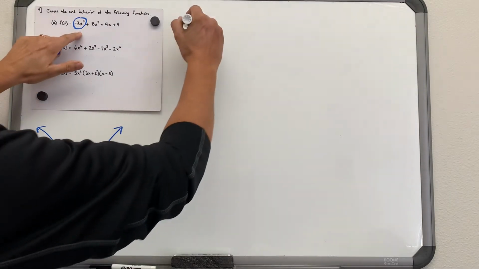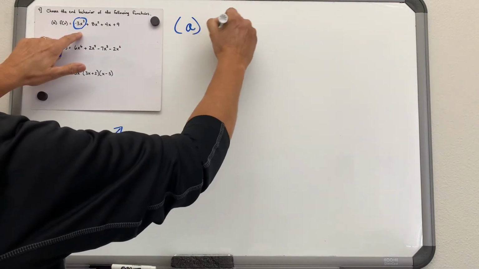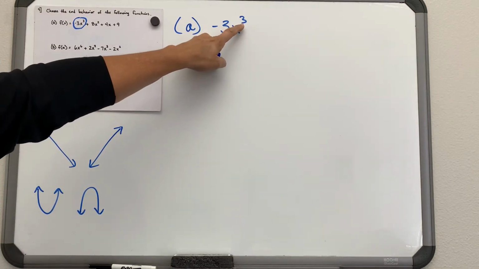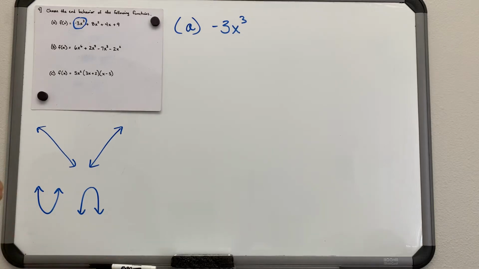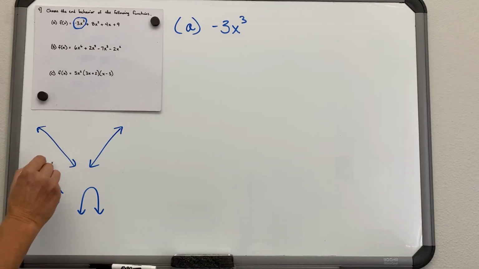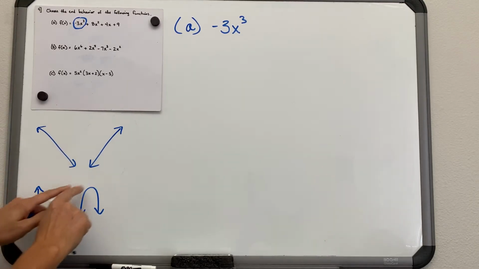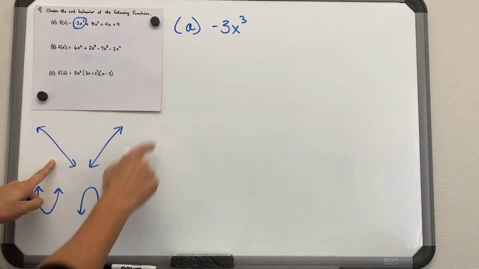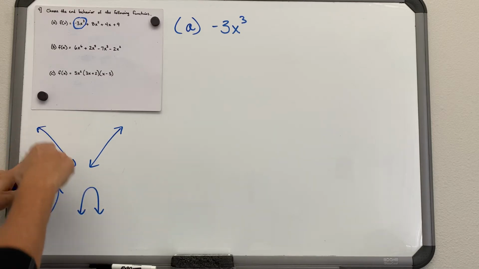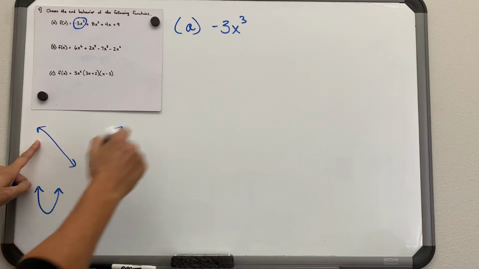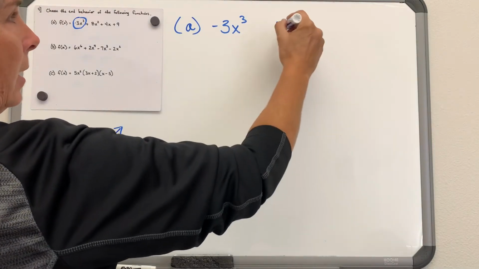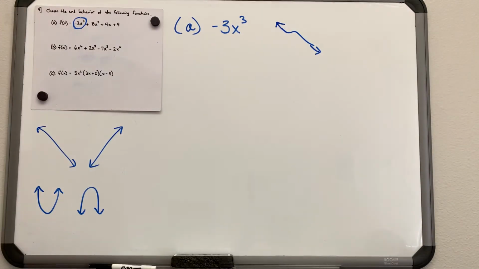Okay, so for A, if my leading term is -3x to the third power, the odd degree tells me that my tails will go in opposite directions. So I'm either going to have this one or this one. Here they go in the same direction, right? This is opposite directions. And then the negative tells me it's going to be in the direction of a typical negative slope. So this is going to be up to the left, down to the right, and it'll do some kind of squiggly in the middle. So up to the left, down to the right.